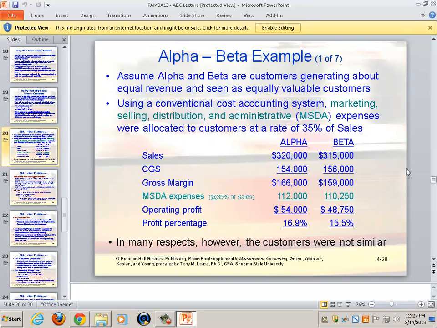So their costing and their allocation to different customers to assess customer profit can be quite important. Now, at the start, it uses a primitive way of allocating marketing and selling costs, and this is based on a uniform 35% rate.